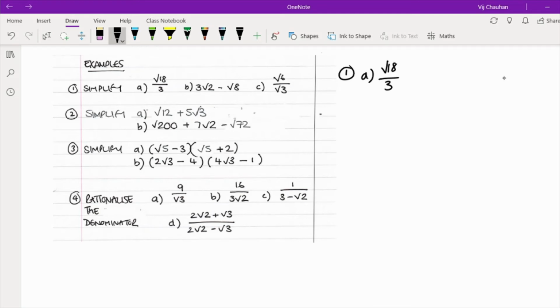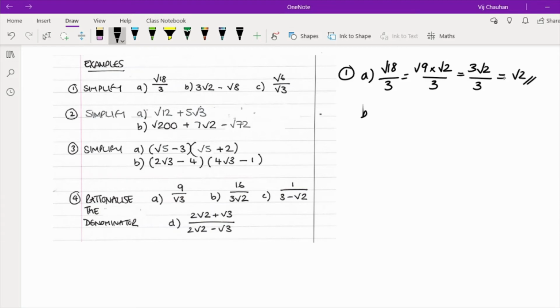So what we're going to try and do is simplify root 18. We ask ourselves, what square number goes into 18, which is 9. So I've got root 9 times root 2 all over 3. We can simplify root 9 as 3. So what we are left with is 3 root 2 over 3, and then the 3's cancel out, leaving us with just root 2.